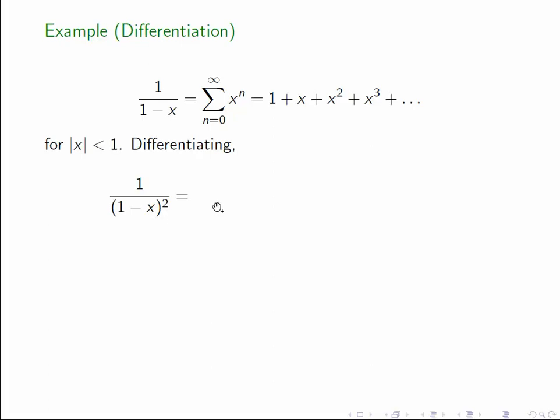Differentiating the summation, we get the sum of n times x to the n minus 1 from 0 to infinity. And differentiating it term by term, we get 0 plus 1 plus 2x plus 3x squared, etc. And this equality will still be true precisely when x has absolute value less than 1.